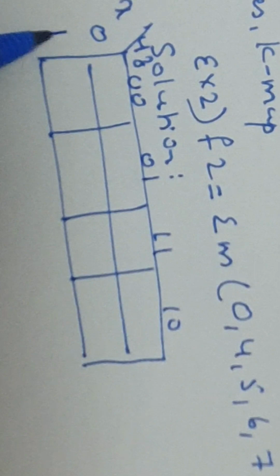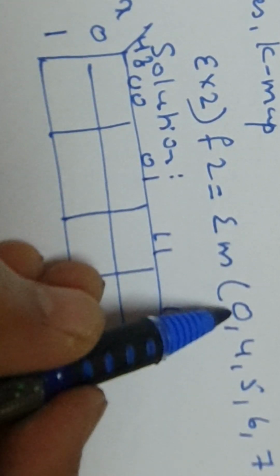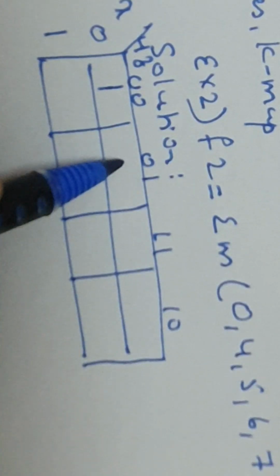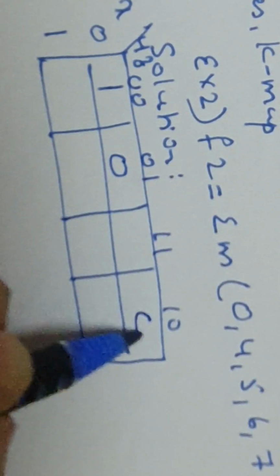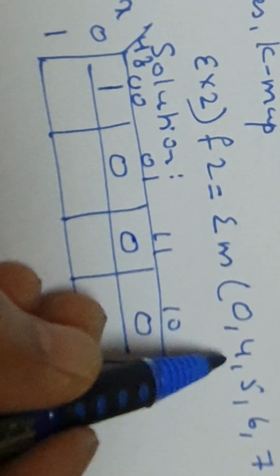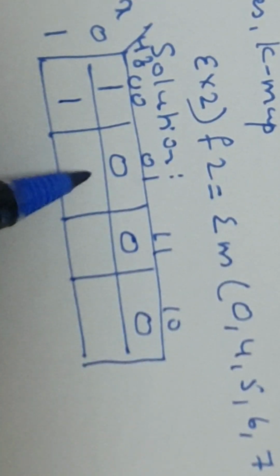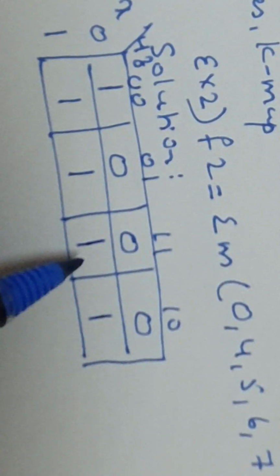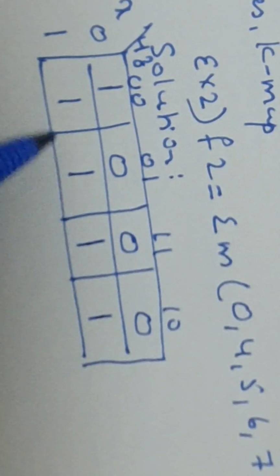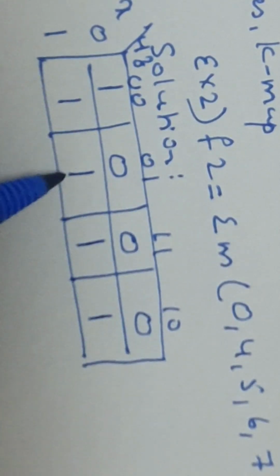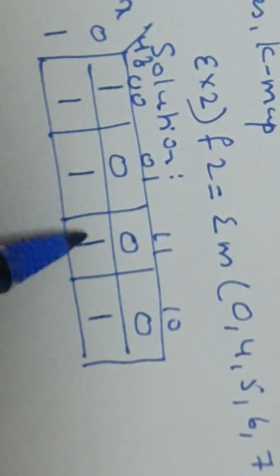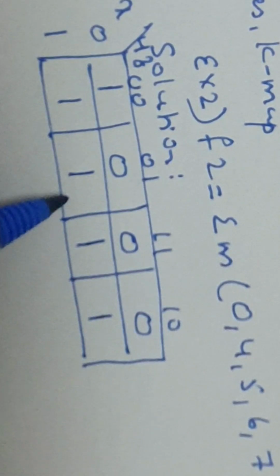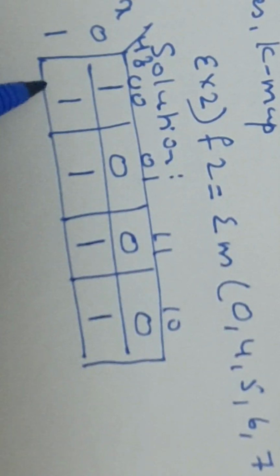X can be 0 or 1 here. So minterm m0 is present. M1 is not present. M2 is not present. M3 is not present. M4 is present, 5 is present, then M6 is present, M7 is present. How to draw the K map and where the minterms are placed, I have covered in my previous video, K map with 3 variables, that you can refer.